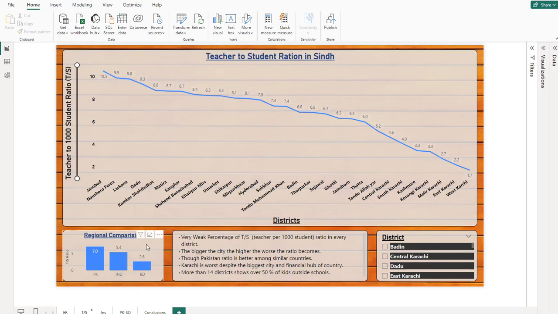And if you see here the regional comparison, India has 5.4 per thousand students, Bangladesh has 2.6, Pakistan has a better 7 on average, but in principle, overall, it's not a really good teacher to student ratio if we compare it with the rest of the world.